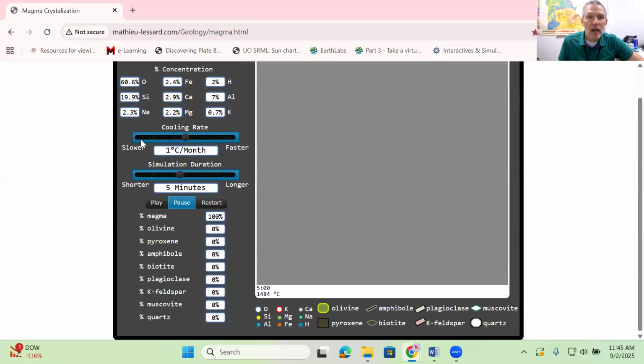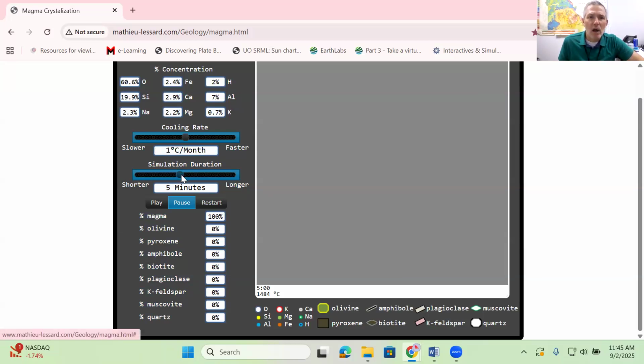The cooling rate, we're going to look at either fast or slow, and there are some numbers in here for how fast it cools down, whether it be 1 degree Celsius a month, or if I can cool it down 10 degrees every second, all the way down to 1 degree every 1,000 years. So lots of different variation in our samples.